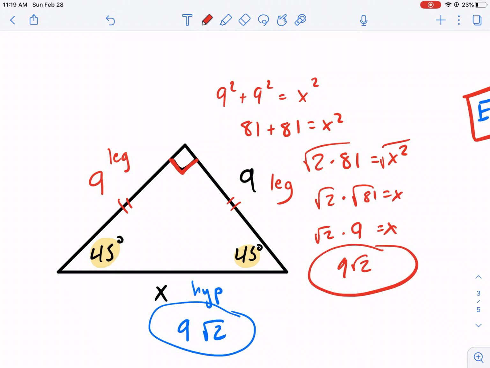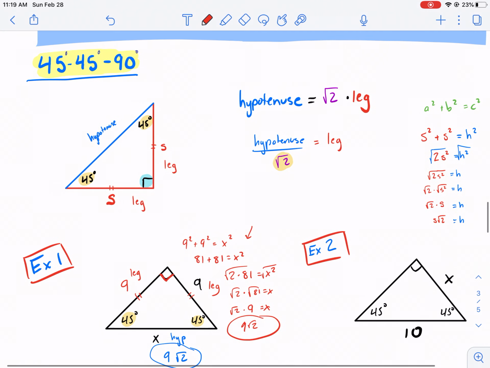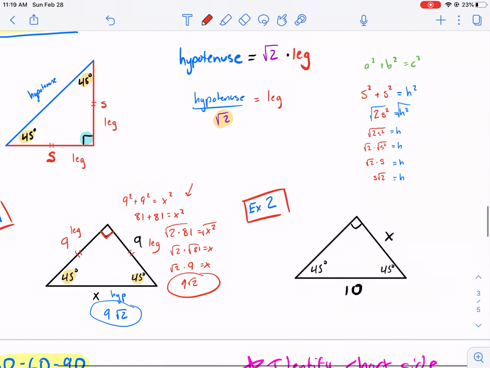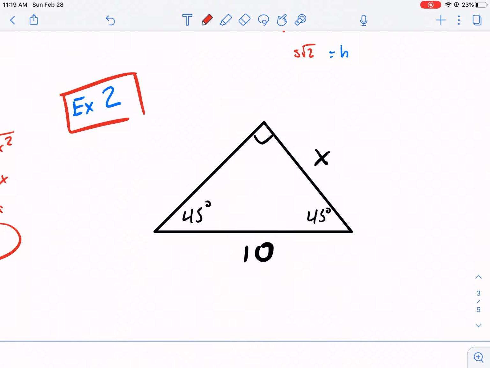I get the same thing if I use the Pythagorean theorem, but which one's more work? Obviously using the Pythagorean theorem is more work, and that's why understanding how the parts of a 45, 45, 90 triangle relate to each other makes it a lot easier. Okay, in this case, same problem, 45, 45, 90.